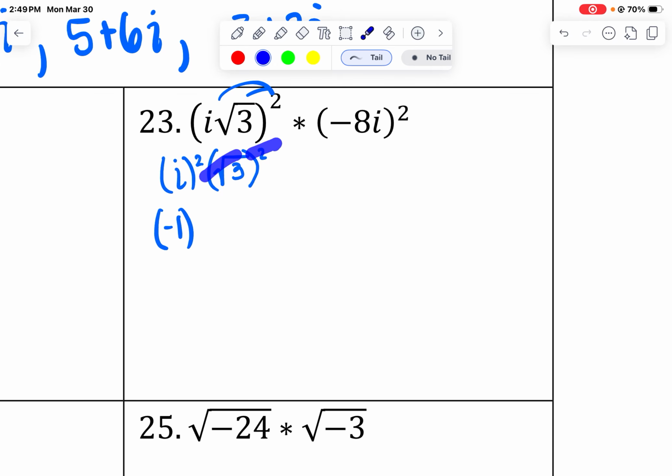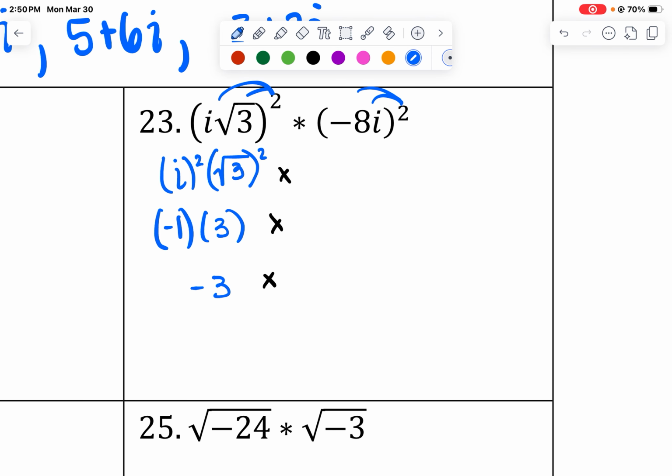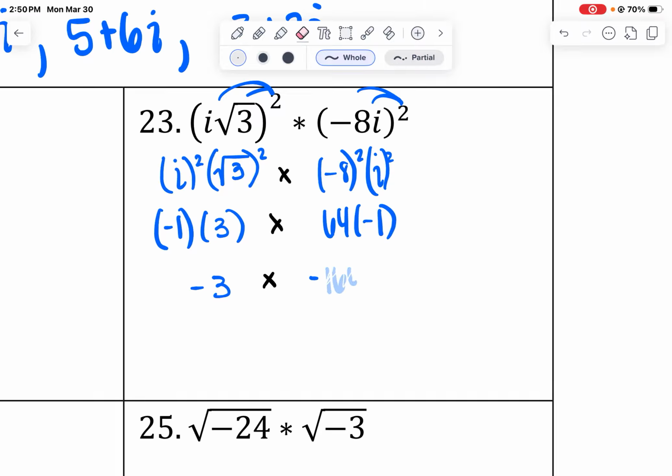Number 32, we're still just distributing. 7 times 4 gives us 28. 7 times negative i is negative 7i. i times 4 is 4i. i times negative i is negative i squared. And so we're going to combine some like terms. We get 28 minus 3i minus i squared, which is just negative 1.